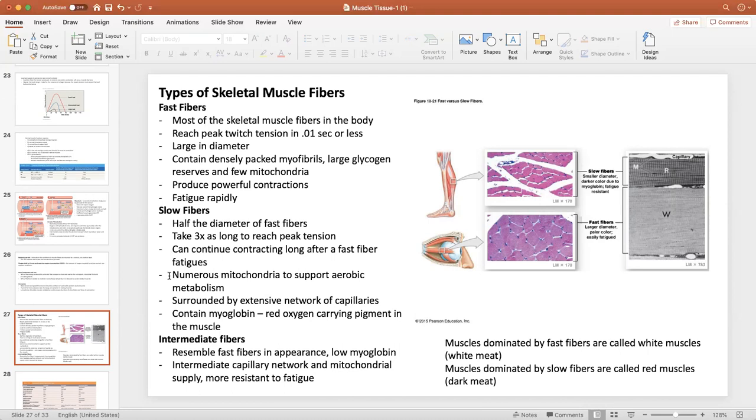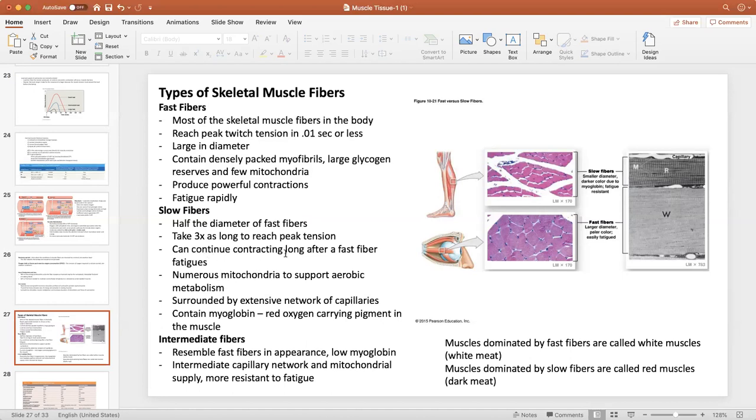There's a lot of mitochondria because this mainly utilizes aerobic metabolism. We also have myoglobin. So we have hemoglobin in the blood, which transports oxygen. In the muscle, we have myoglobin. Okay, this is a red oxygen-carrying pigment in the muscle. So the slow fibers are darker because they have this red pigment. This is where we get our dark meat from, as opposed to our white meat. Our white meat is our fast fibers, and our slow fibers are our dark meat.